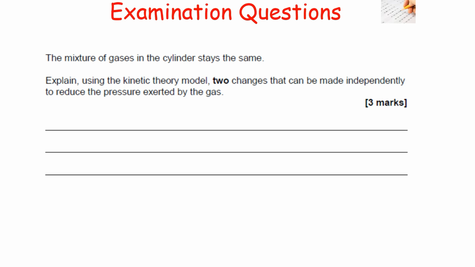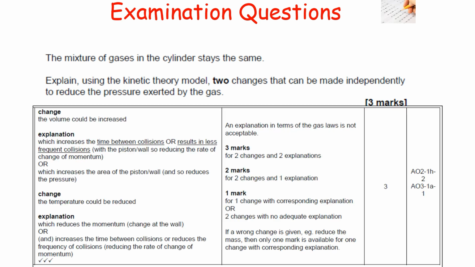Right. So how can you reduce the pressure exerted by the gas? The first way, if you think of the kinetic theory model, that pressure is caused by the collision of the gas particles with the container, is you can increase the volume. If you increase the volume, it will increase the time between collisions, between the gas particles hitting the side of the container, or you could say there's less frequent collisions. So you could argue that the pressure is going to go down. Or you could say you increase the area of the piston and the wall, so even if the force stays the same, the area gets bigger, so the pressure goes down.